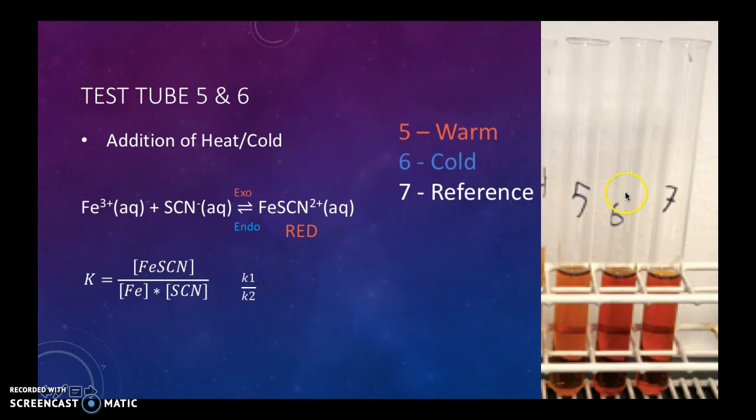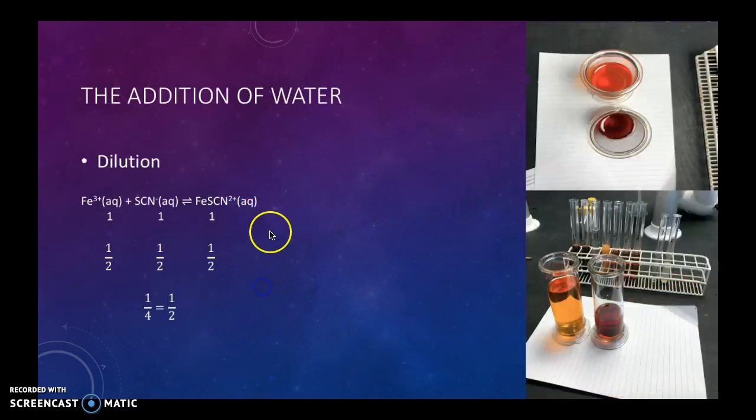For test tube 6, it has a darker red, if you can see this here, than our tube of reference. Here we decreased the temperature, so it favored the exothermic reaction, which was towards the right, forming more product, making it darker red. In this case, our Q value does not change. It's our K value, which is equal to our rate constants divided by each other, and our rate constants are affected by temperature.